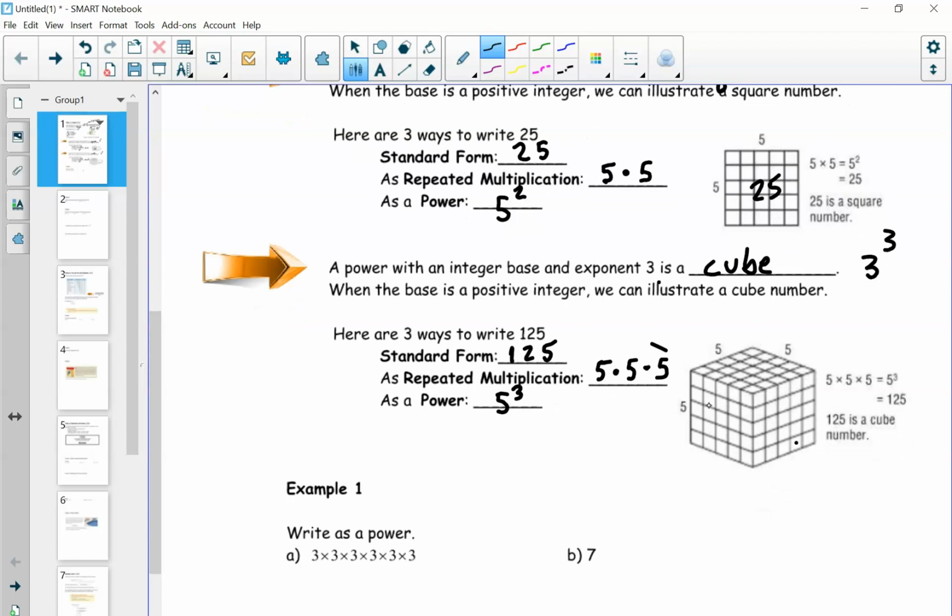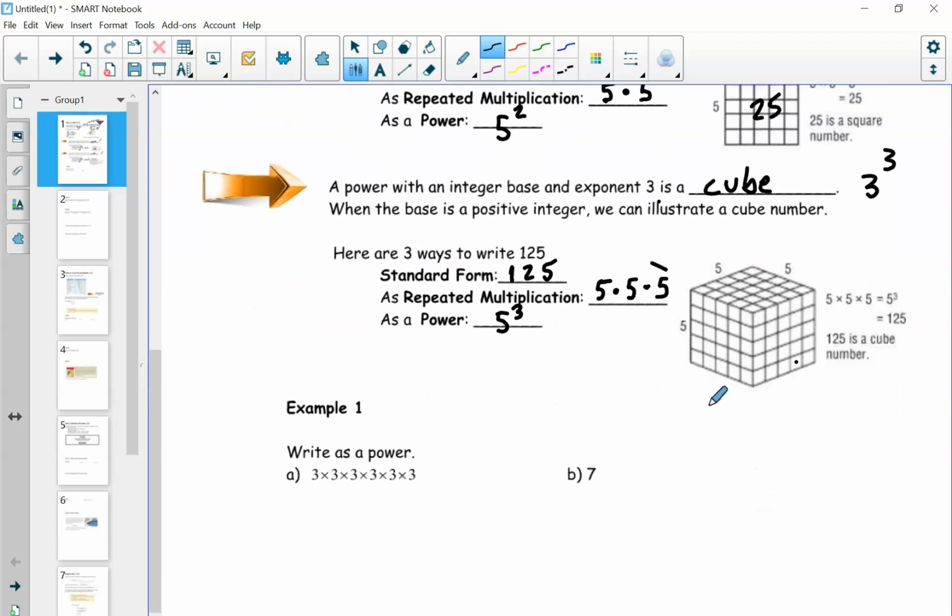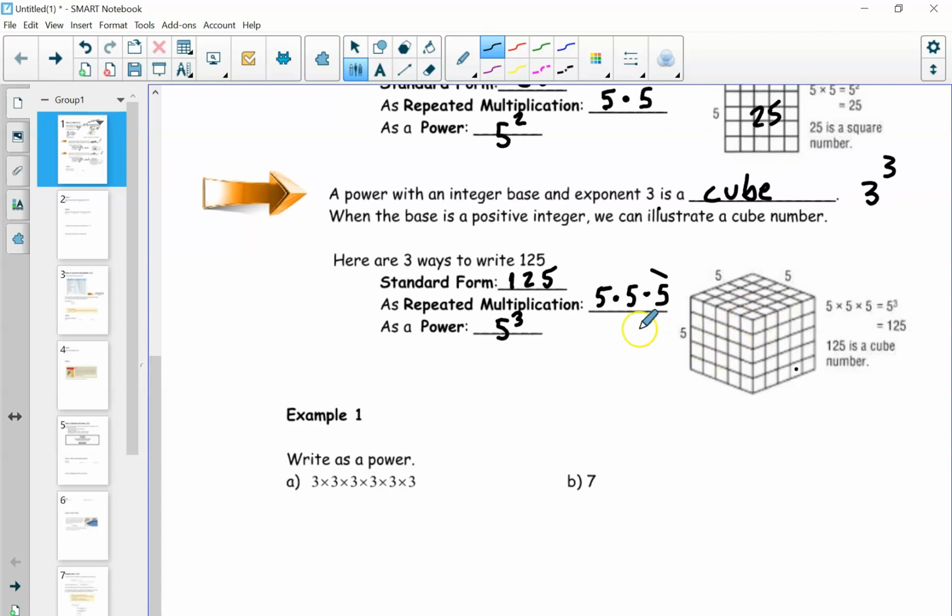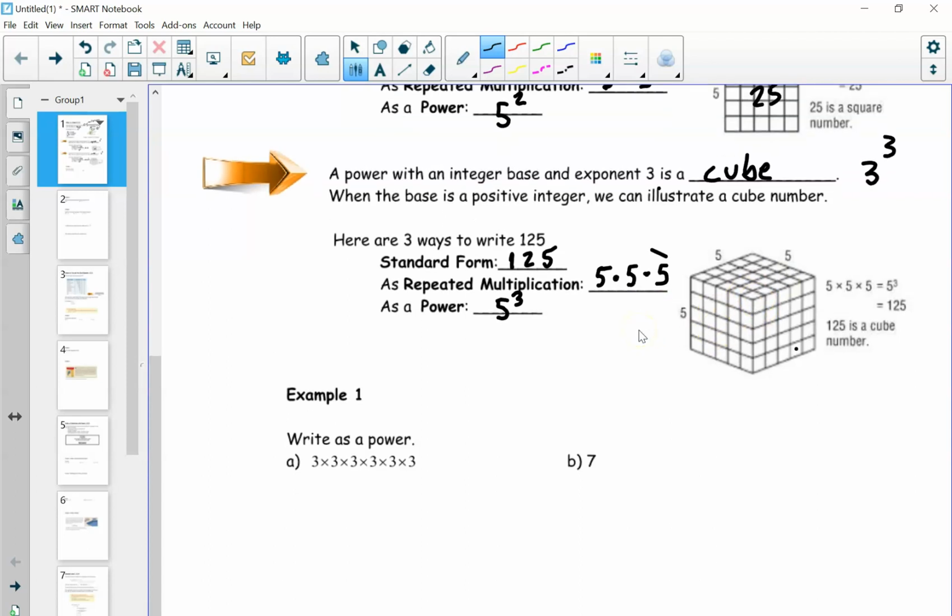Actually, that'd be the volume. So if you were to count up all of these little tiny cubes in here, you would get 125. So let's do a couple examples here. Write as a power. Well, it's quite easy to write as a power because the base is always given to you. So there it is.